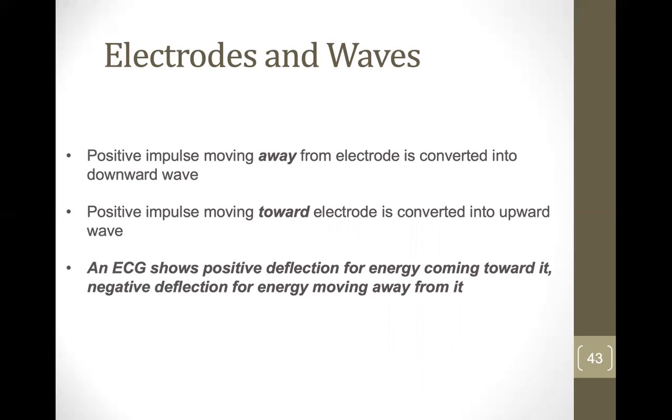I'm going to show you a picture of this in just a moment, but I'm going to describe it with my words first. If you are standing on a positive lead and the positive impulse is moving toward you with your camera, it is going to be appearing printed out as something that is above the baseline. So it's an upward wave. And what the EKG or ECG does is it's showing the positive deflection for energy that's coming toward it and negative deflection for energy moving away from it in a graphical representation.